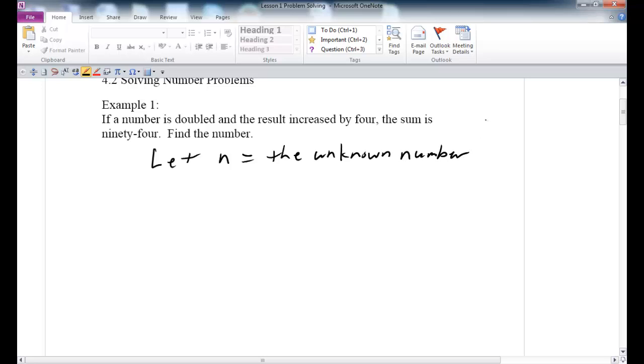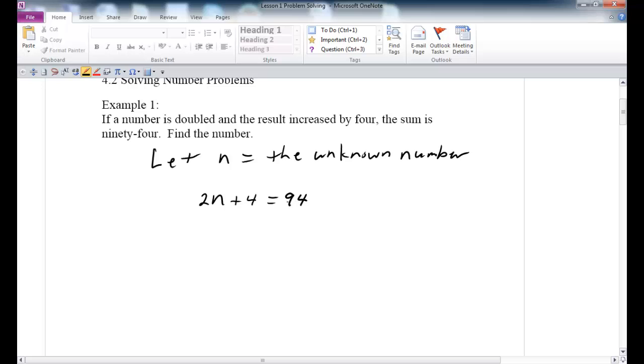So now we have, if a number N is doubled. All right, so to double a number, we're going to multiply it by 2. So we have 2N. And the result is increased by 4. Increase, you can tell, is addition. We're going to increase that by 4. The sum is 94. Whenever you see "is" in one of these problems, that's an equal sign. So we're going to have equals 94.